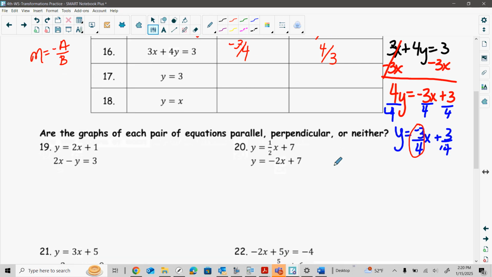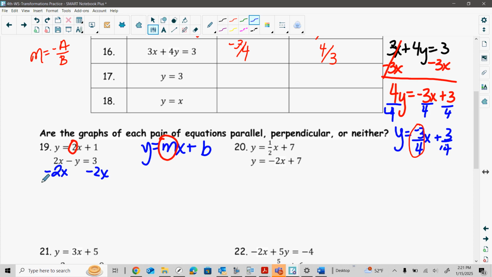So on this last section here, in order to determine if the pair of equations are parallel, perpendicular, or neither, again, to physically see the slope, it has to be in slope-intercept form so that you can see the m. So like on this one, I can see the m is 2 here, but I can't for the second equation. It's in standard form. So you have to solve for y.